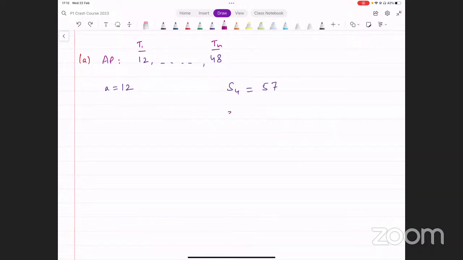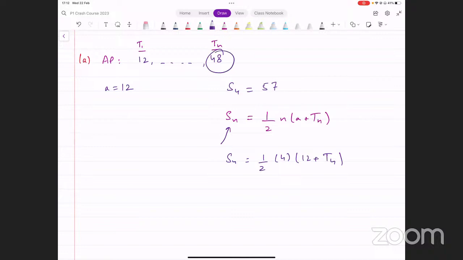Now, if you use the last term formula for sum, that would look like this: half into n into a plus L. Remember what L stood for here? L is essentially the nth term. If you put the value of n to be 4 on the right side, you would need the 4th term. We can't say that the 4th term is 48 because we do not know the value of this n. So don't be fooled by that.